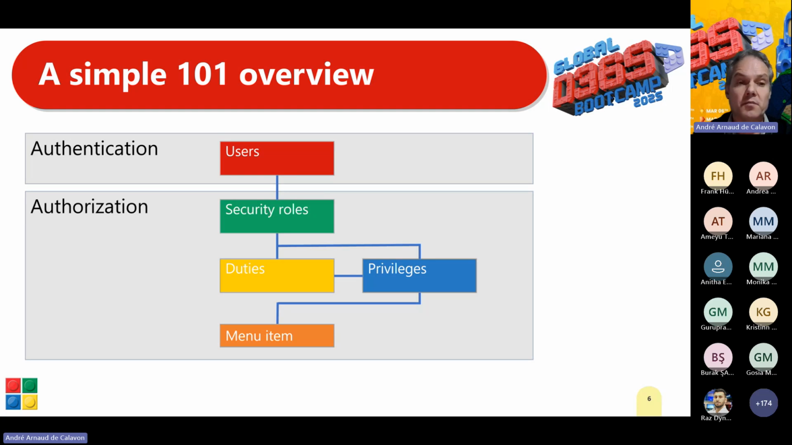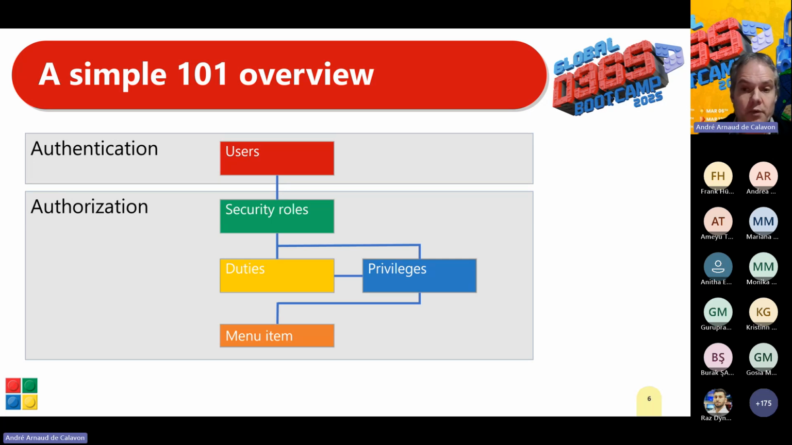For the authorization part, for the security, there are security roles. Each role will have one or more duties, and each duty will have one or more privileges. On a privilege level, some people think it's only about menu items, which is why I displayed it here. And yes, that's correct. You can link menu items to a privilege and then provide access. Do they have read access, or do they have full control on such a menu item?